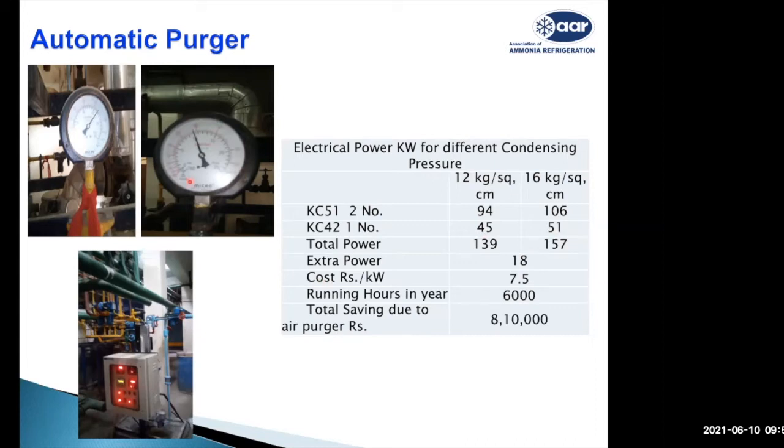This particular plant was supposed to operate at -35 evaporating. So an extra power of 18 kilowatt per hour was consumed, and at the cost of rupees 7.5 per kilowatt and 6,000 hours in a year, you're talking about 810,000 rupees per year. So the cost saving just from removing the air is this much. There is an additional saving which is not calculated, which is the reduction in compressor maintenance.